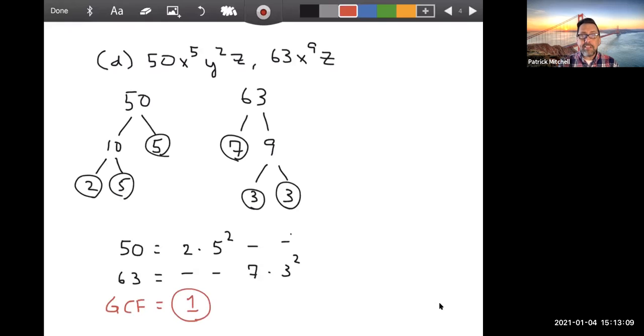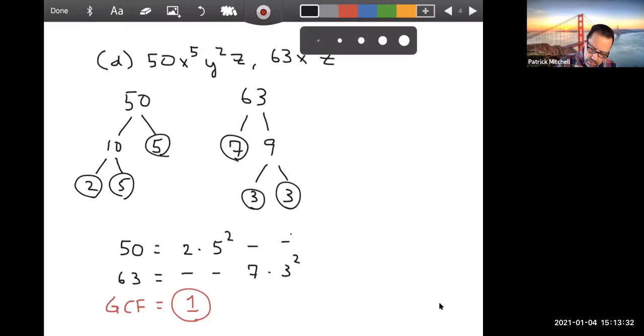1 is always a common factor because 1 is a factor of everything, right? It's a factor of every number and every variable. It's just not always the greatest common factor, okay? But sometimes it is the greatest common factor. So now I'm going to look at the variables. We'll just put those in columns. I think we are going to get something out of those.